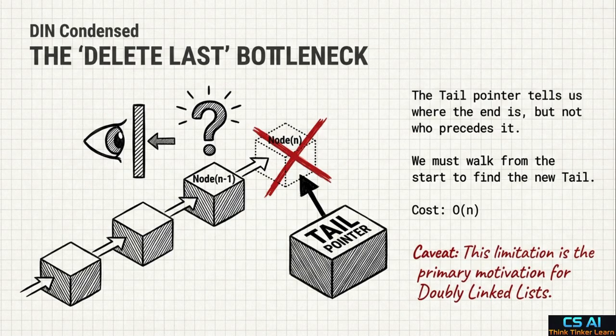This brings us to the delete last bottleneck. Even with a tail pointer, deleting the very last node in a singly linked list presents a challenge. The tail pointer tells us where the end is, but not who precedes it. To properly update the tail after deleting the last node, we would need to find the new last node, which means walking all the way from start to node n-1. The operation still has a cost of O(n). The caveat here is crucial. This limitation is the primary motivation for doubly linked lists, where each node maintains a pointer to its predecessor, making deletion of the last node an O(1) operation.